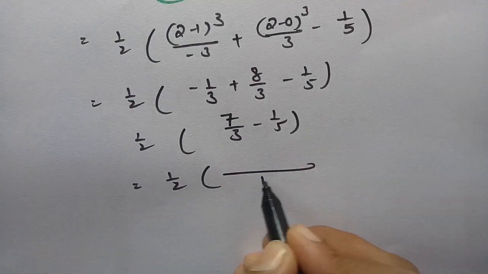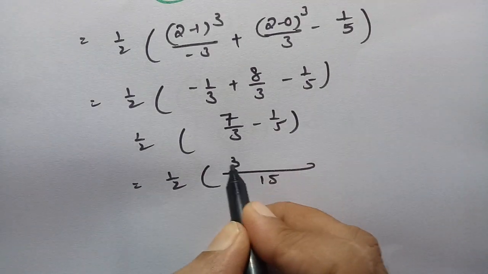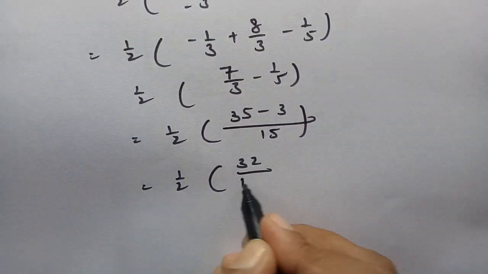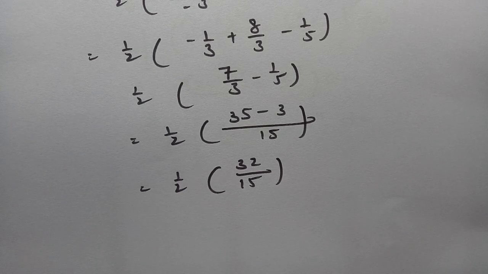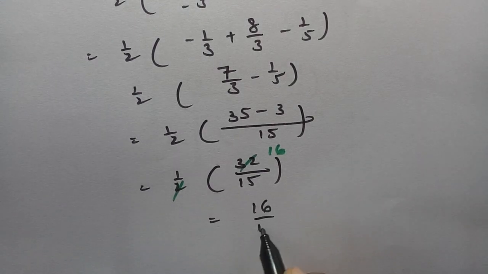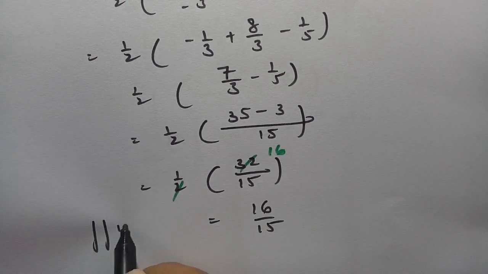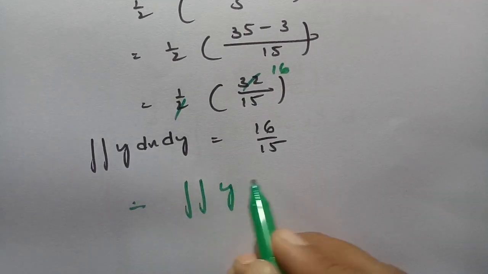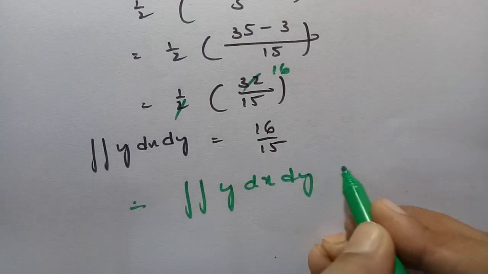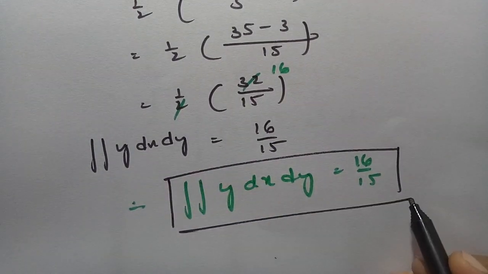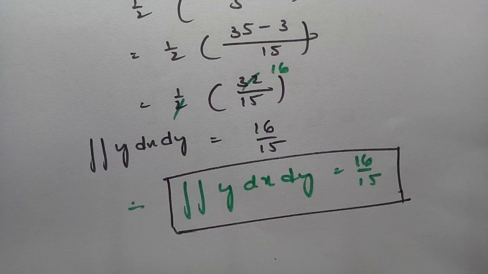If I take 15 as LCM, this will be 35 minus 3. So this is half times of 32 by 15, which is equal to, if I cancel this for 16 times, then the answer here is 16 by 15. Which is nothing but the double integral of y dx dy. Therefore we got the double integral of y dx dy value as 16 by 15. So this is the final value, and this is how we have to find using the given data. So using the given curve, this is how we have to solve.